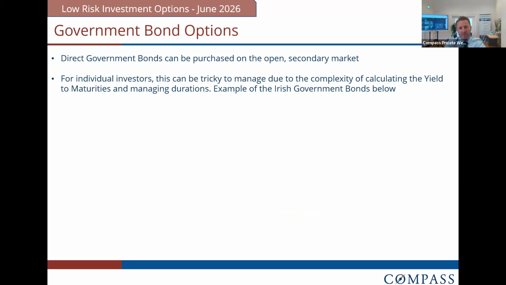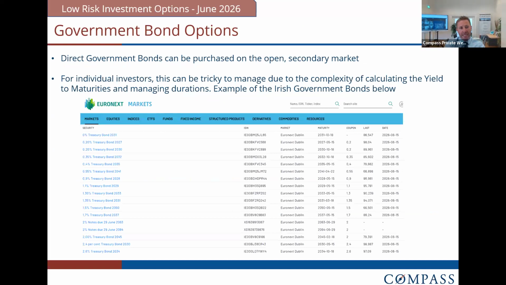Government bonds, okay, so a lot of people talk about Irish government bonds. They can be bought at any stage on the market through a stockbroker. Compass do this with clients. And this here has come from the Euronext market, and this is as of yesterday. So these are a lot of the Irish bonds that are currently listed on the secondary market. These bonds trade at a price which is either below €1 or above €1.